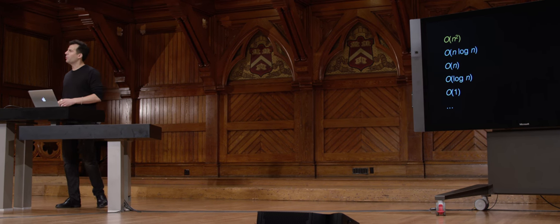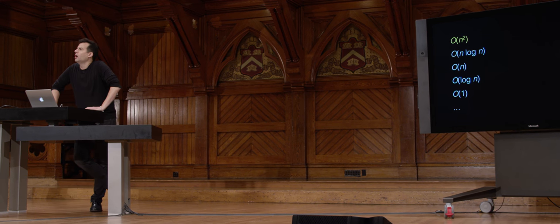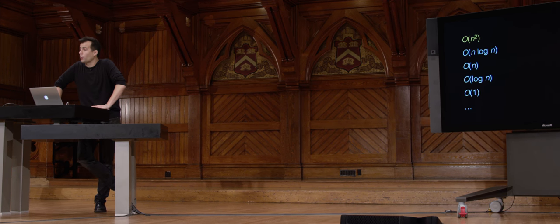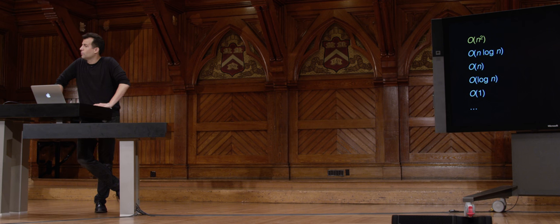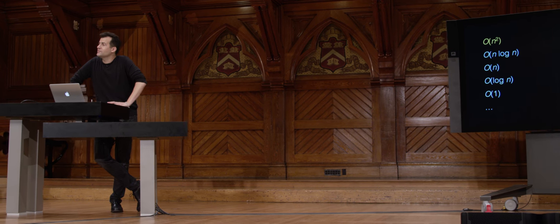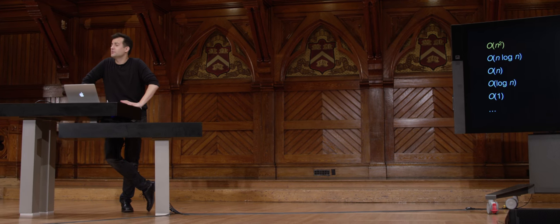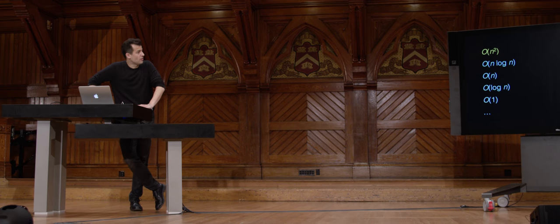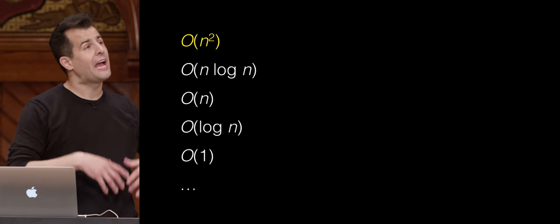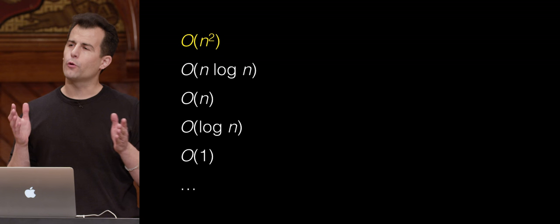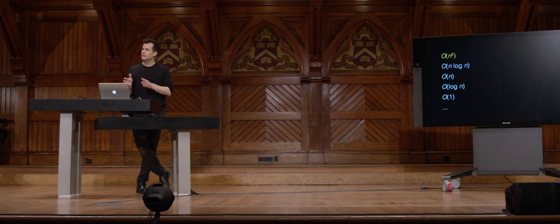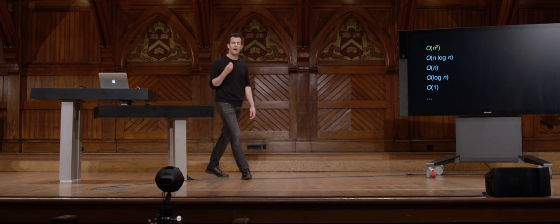So let's take an example. What is the running time? What algorithm has the running time of big O of n squared? Well, bubble sort, for one thing. And it turns out selection sort. And it turns out insertion sort. All three of those algorithms actually have the same running time, even though they're fundamentally different in execution. But they do share a commonality.